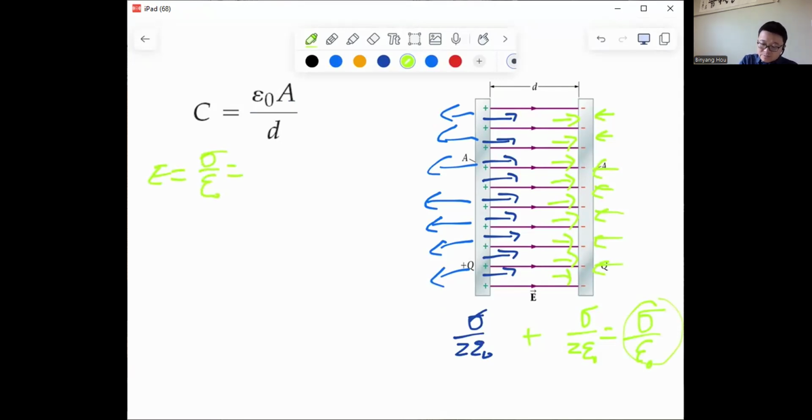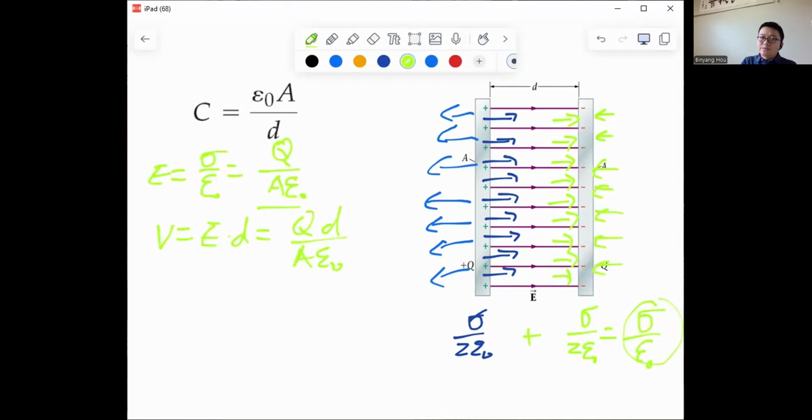Sigma is equal to the charge divided by the area, and you still have the epsilon naught there. The voltage across the two plates will then be E times d, which is this times d, which will be Q d over A epsilon naught.